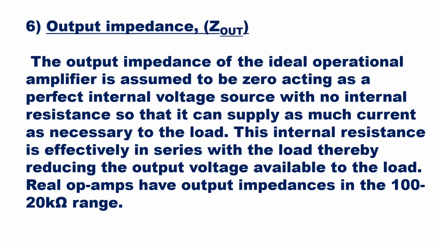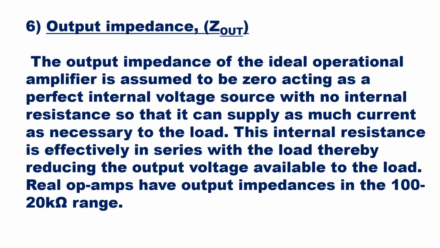Then we'll see what we mean by output impedance Z out of an op-amp. According to our definition, the output impedance of the ideal operational amplifier, ideal op-amp, is assumed to be 0. So ideally, output impedance should be 0. It is acting as a perfect internal voltage source with no internal resistance so that it can supply as much current as necessary to the load. Whatever load you are going to use as an application, it is going to supply maximum current to it.